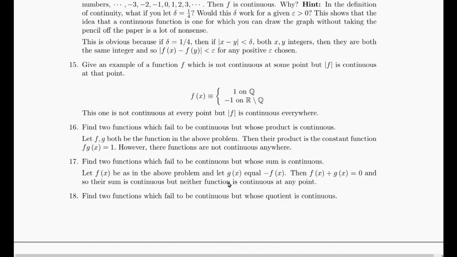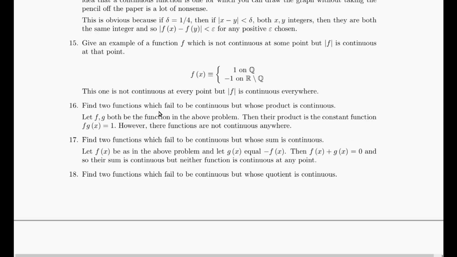All right, now let's look at an example here. Give an example of a function f not continuous at some point, but absolute f is continuous. Okay, this function is discontinuous everywhere because you just approach whatever you are looking at by a sequence of points that are either rational or irrational. If the point you look at is rational, you pick irrational points to get it as a limit of irrational points. If it is irrational, you get it as a limit of rational points. Okay, so this one is not continuous anywhere, but absolute value of x is identically 1. Therefore, it's continuous everywhere.